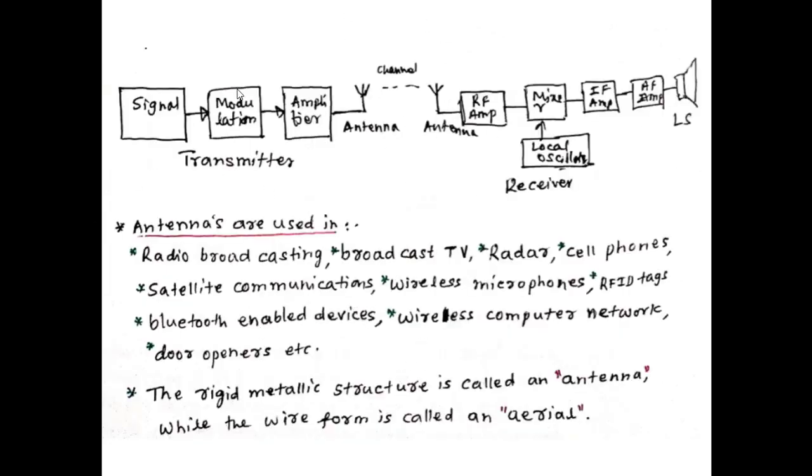So there are two types of antennas. One is a transmitting antenna. It is used in the transmitter. Here in the transmitter, the signal to be transmitted is modulated with high frequency signal, and after modulation the signal is amplified and is applied to the antenna, and this antenna radiates the signal in the channel or air.